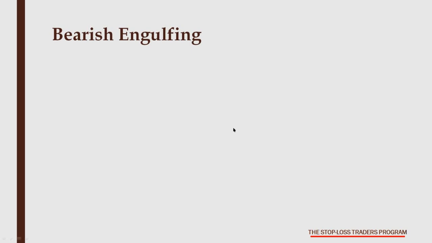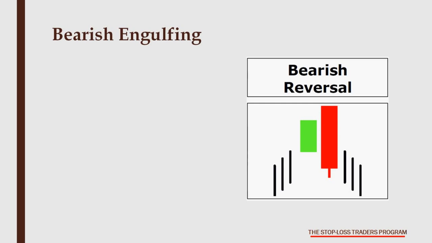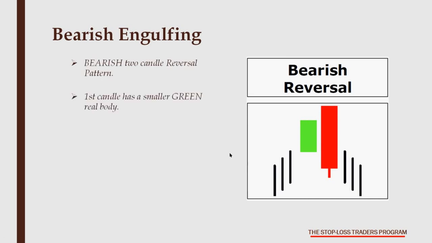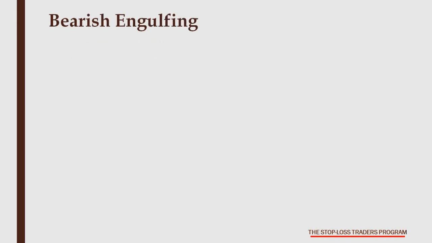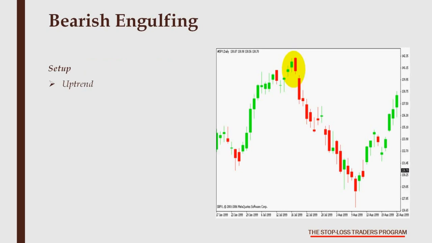Okay. So bearish engulf, just the opposite of bullish engulf. So bearish reversal is where you have a 2 candle reversal pattern. First candle has a small green real body. Second candle has a red real body, which is completely engulfing the first candle's real body. So the structure should appear after a steep uptrend like this, completely engulfing the body of the previous candle. It is a very strong, very powerful candlestick pattern, so conventional confirmation is not required.